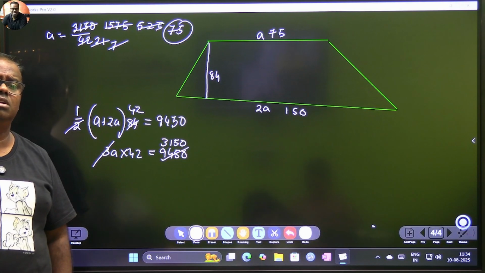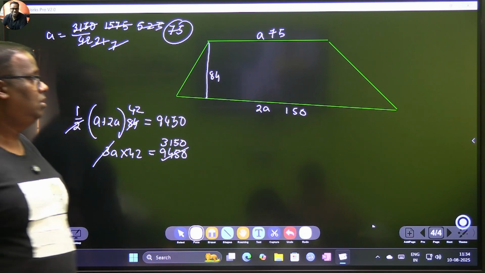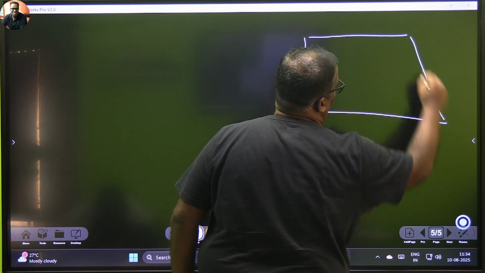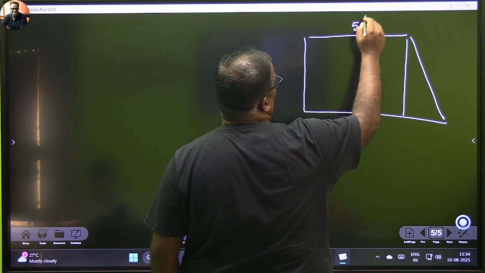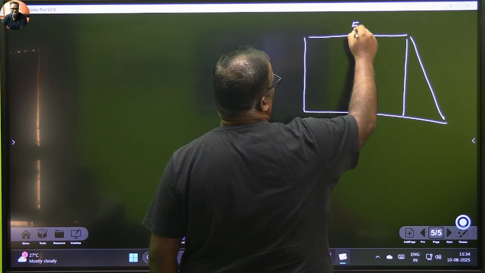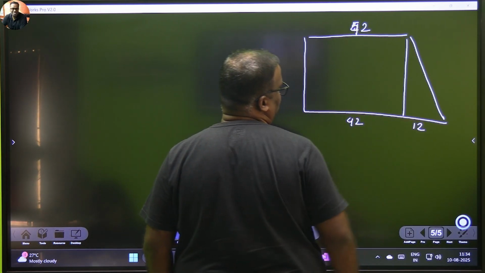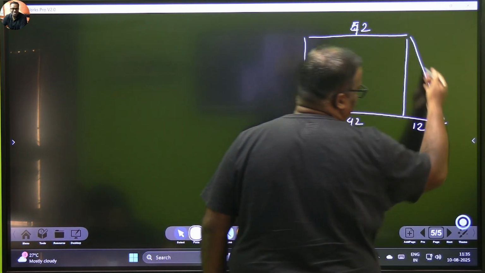Further? Ninth one is what? Ninth one you do like this. You break it up into a rectangle. This one is how much? This one is 42. So this is 42. This becomes 12, which is 54. And this side is how much? How much is this side?